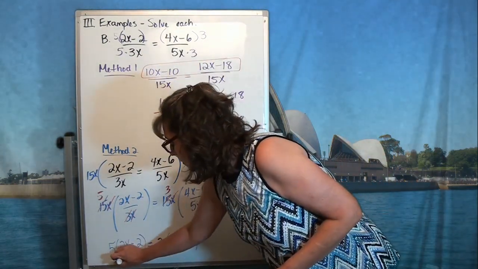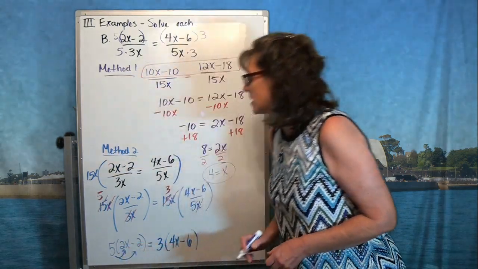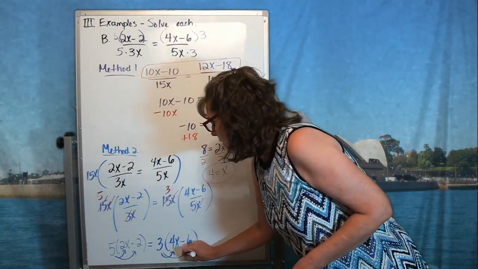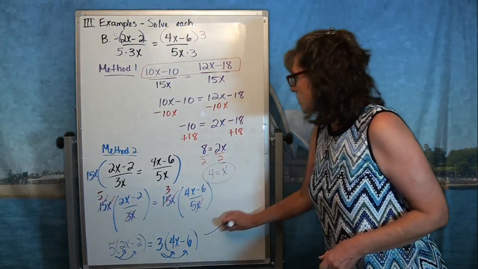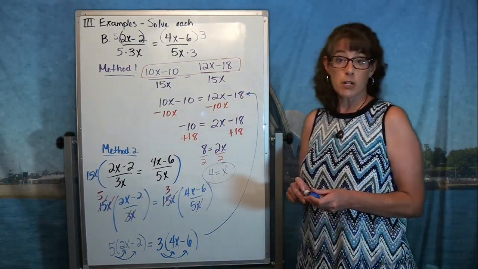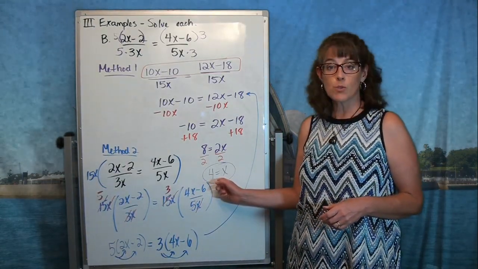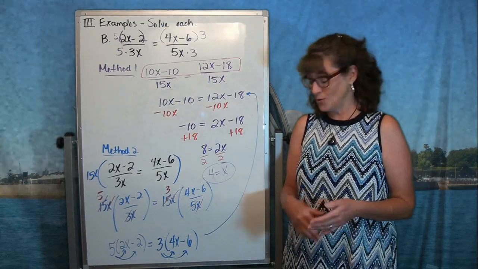We're going to distribute, and when we distribute, like I said, I come up with a 10x minus 10 like you see here. And when I distribute here, I come up with a 12x minus 18 like you see right here. So that'll take me right here, and I'm going to solve that resulting equation, getting once again x equals 4 in either method that you choose.